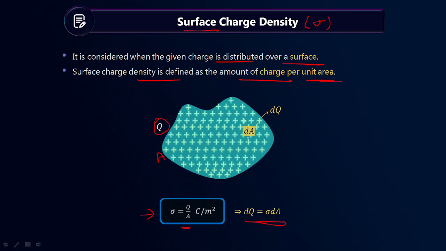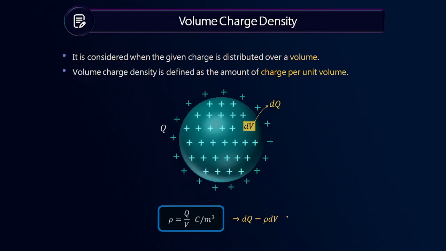If I want to write for this small element, so consider a small element having area as dA. So this dq will be how much? dq will be equal to sigma times dA. That will be the charge for this small element. Simple. These are important points. Next will be, can you guess what will be the next point? That is volume charge density, right?